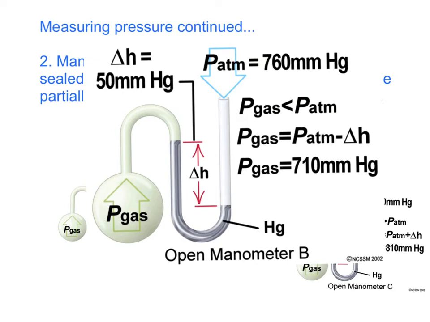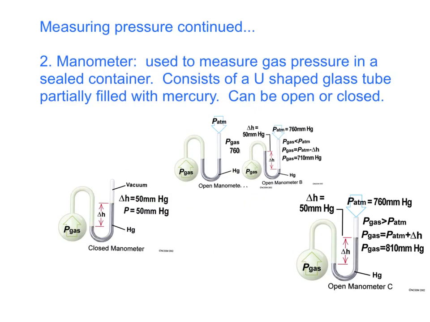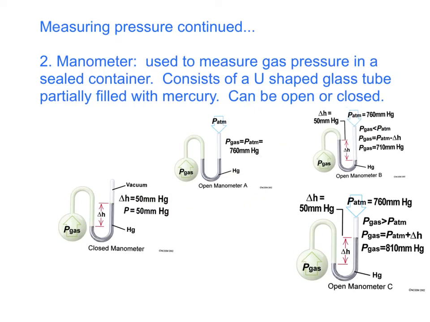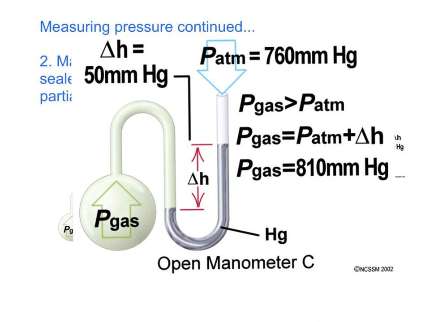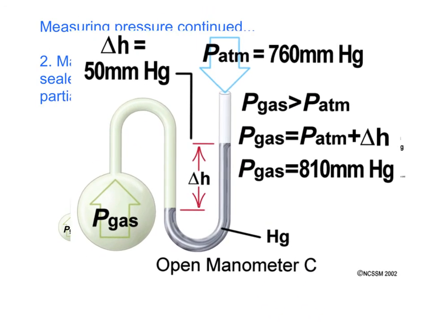All right, let's look at a third example. All right, so here's the opposite situation. So again, the atmospheric pressure is 760. But now we see we have a height difference of 50 millimeters the other way. The gas in the enclosed container is pushing harder than the gas in the atmosphere, which means this is the greater pressure. The pressure of the gas is greater.